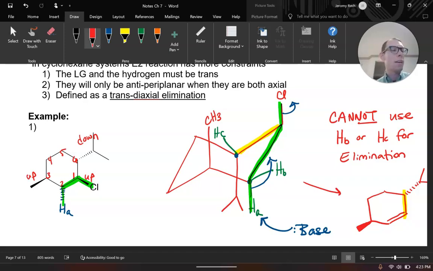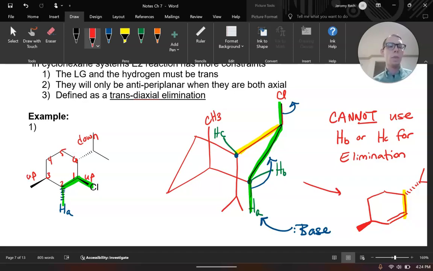And those are some of our key highlights associated with our E2. In our very next video, we're actually going to walk through a few other reasons why you might not get an apparent Zaitsev rule follower in your reactions, and we'll talk about 2 different examples of conjugation and Hofmann. And that kind of wraps up a lot of our key concepts about our elimination reactions.